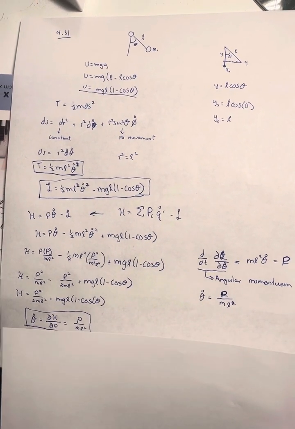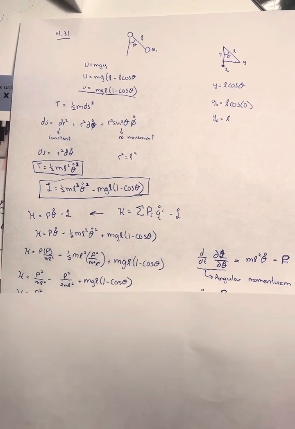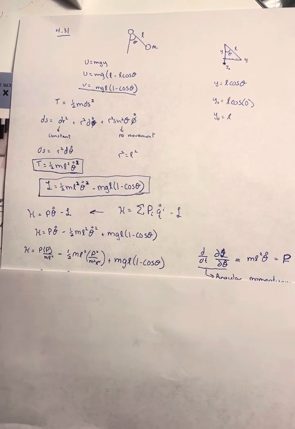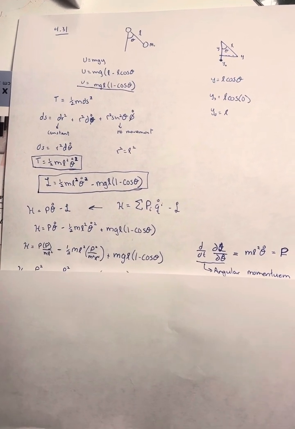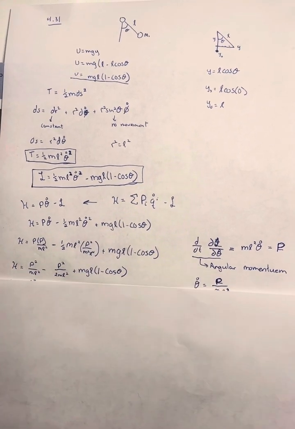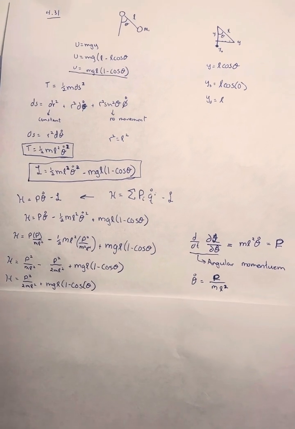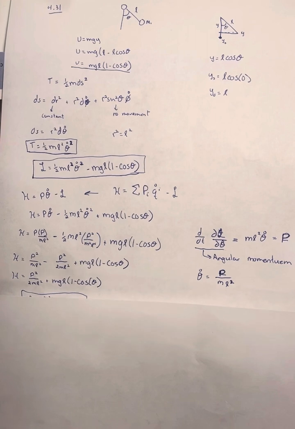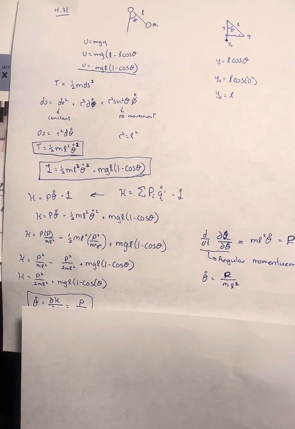So plugging that into the Lagrangian for all of the theta dots, the Hamiltonian turns into p times p over mL squared minus 1/2 mL squared p squared over m squared L to the 4th plus mgL of 1 minus cosine theta. And then distributing and canceling out terms, the Hamiltonian turns into p squared divided by 2mL squared plus mgL of 1 minus cosine theta.